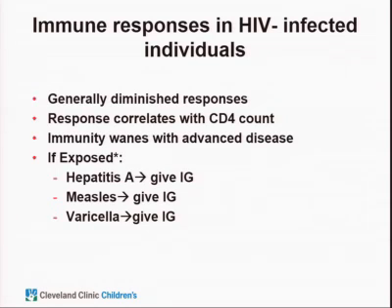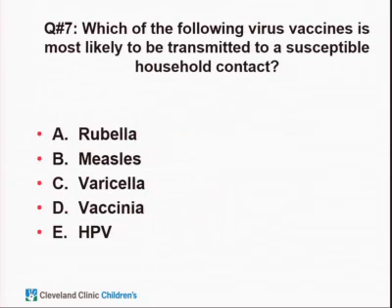All right, so finally, remember that the immune responses in HIV-infected individuals are generally diminished. You can presume that they're going to be diminished. The response does appear to correlate with CD4 count. That's why we generally use that 15% cutoff. So because immunity wanes with advanced disease, the recommendation for any HIV-infected individual, certainly on your board exam, if someone's exposed to Hep A or measles or chickenpox, regardless of their vaccination status, you should regard them as being susceptible, and you should give them immunoglobulin to protect them.